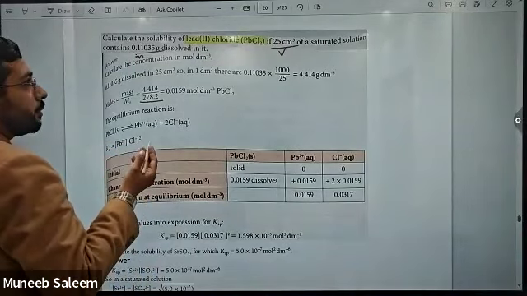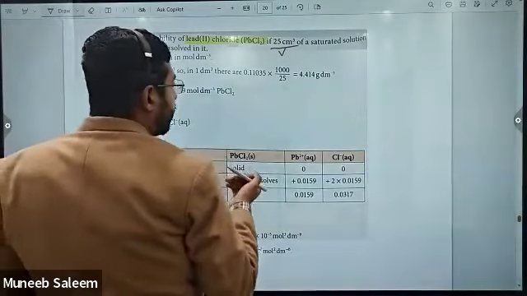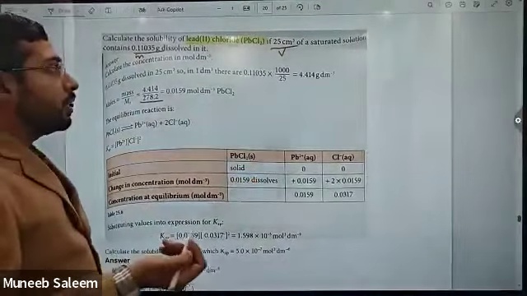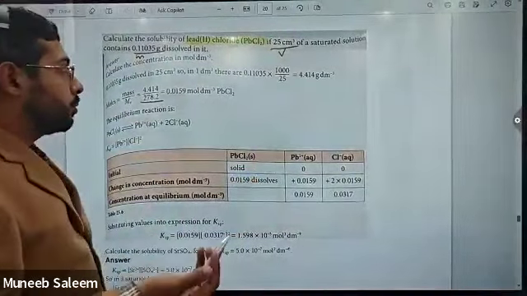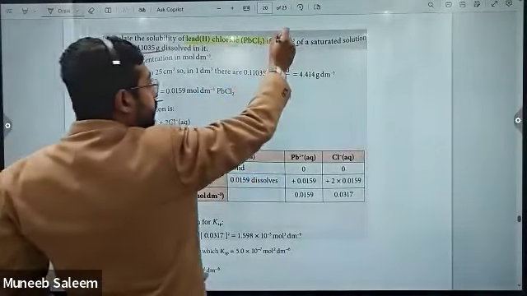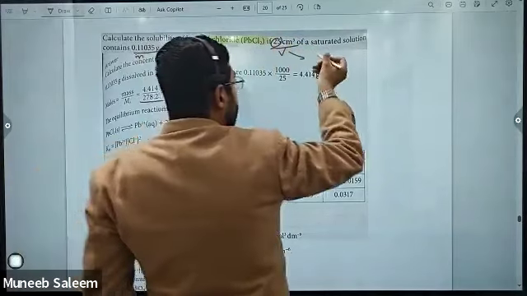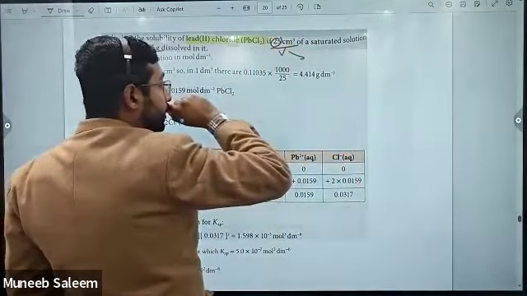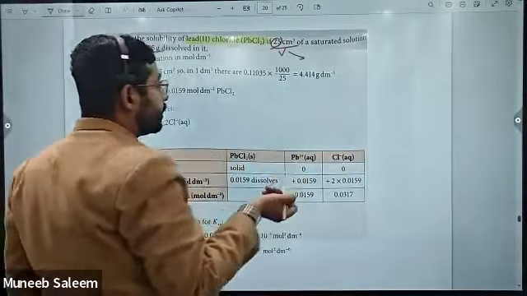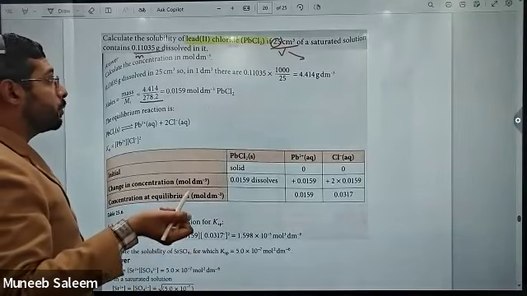And what else we have here? We have to find the mass in terms of the decimeter cube. You know that we had this much volume. We have to convert this volume into the dm cube. How is it converted into the dm cube? By 25 divided by 1000, which will give you 0.025 dm cube.